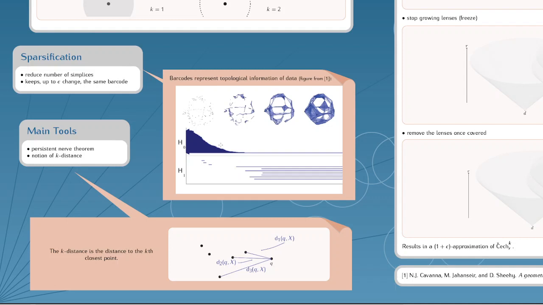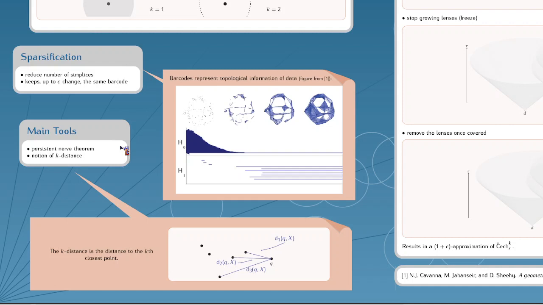Great, so that's what we want to do. How do we actually do that? The main tools we use in our construction are the persistence nerve theorem and a notion of k-distance. Very crudely speaking, the persistent nerve theorem says that, given two covers that are similar enough, the nerves of these covers are also going to be similar. So therefore, what we actually want is to look for a cover that approximates the k-fold cover, so that the nerve of our approximate cover is an approximation of the higher order Čech complex.